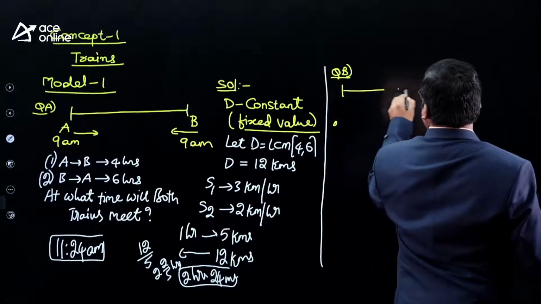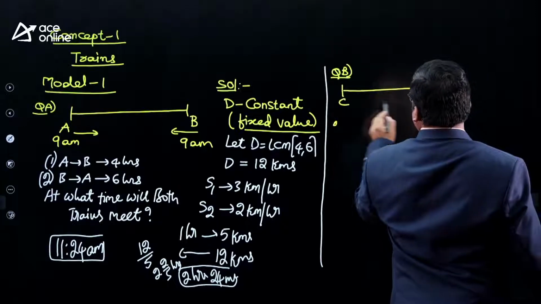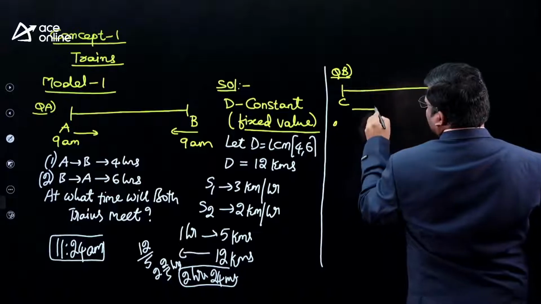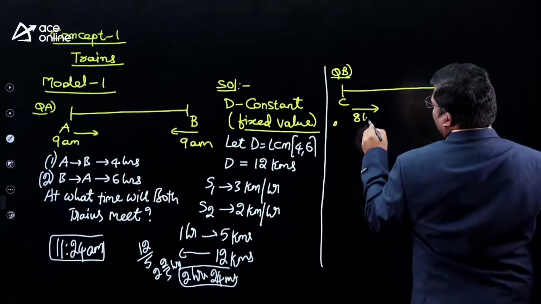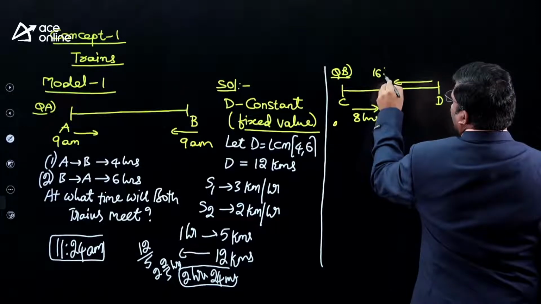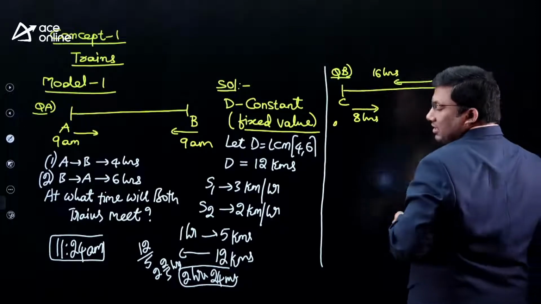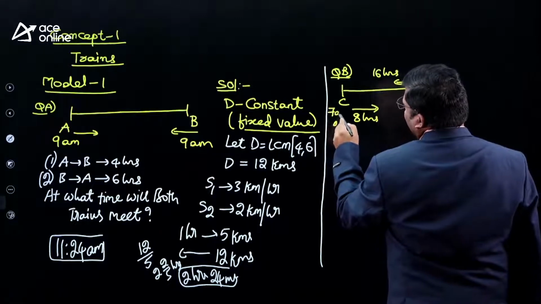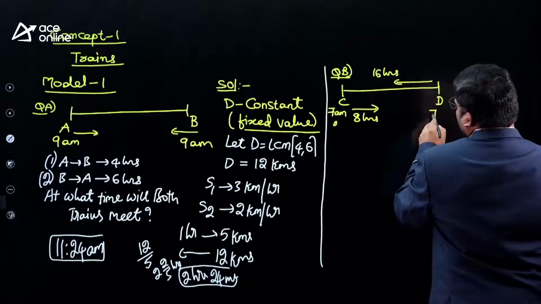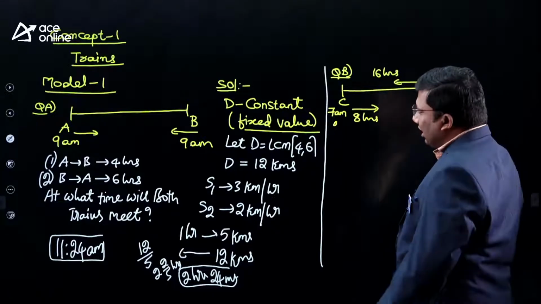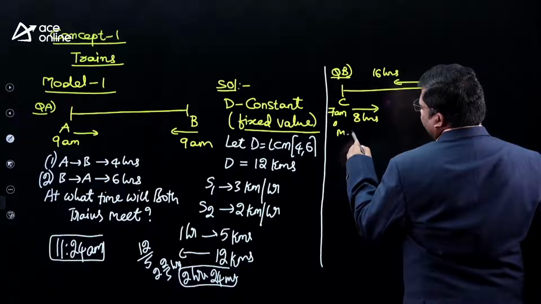There are 2 stations, station C and station D. This train will take 8 hours to go from C to D. This train will take 16 hours to go from D to C. Both started at 7 a.m. At what time will they meet? Meeting time.